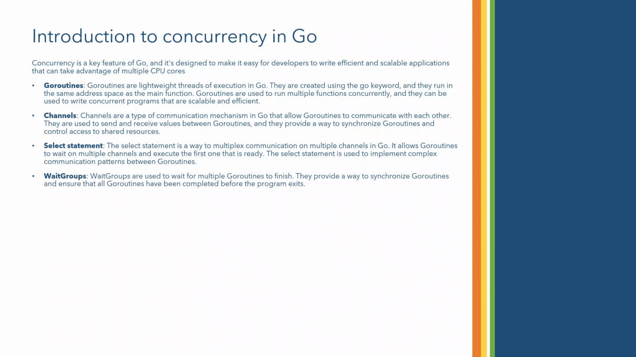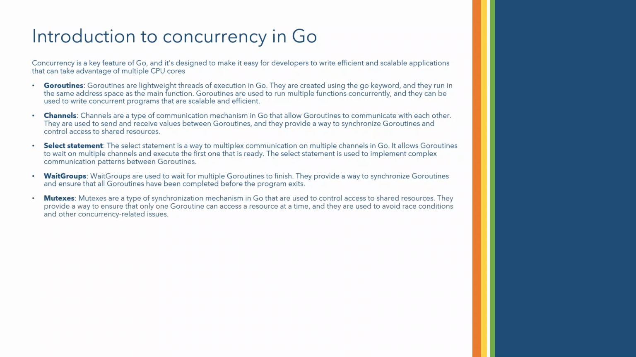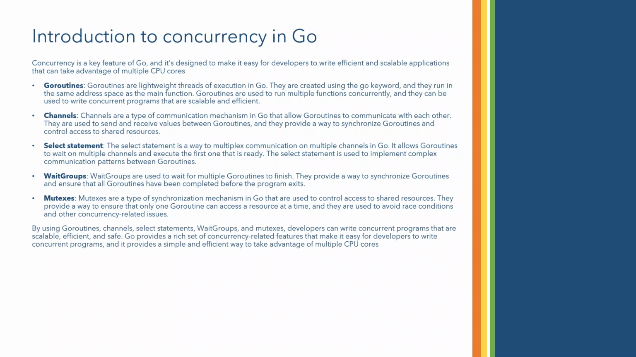Wait groups. Wait groups are used to wait for multiple Go routines to finish. They provide a way to synchronize Go routines and ensure that all Go routines have been completed before the program exits. Mutexes. Mutexes are a type of synchronization mechanism in Go that are used to control access to shared resources. They provide a way to ensure that only one Go routine can access a resource at a time, and they are used to avoid race conditions and other concurrency related issues.